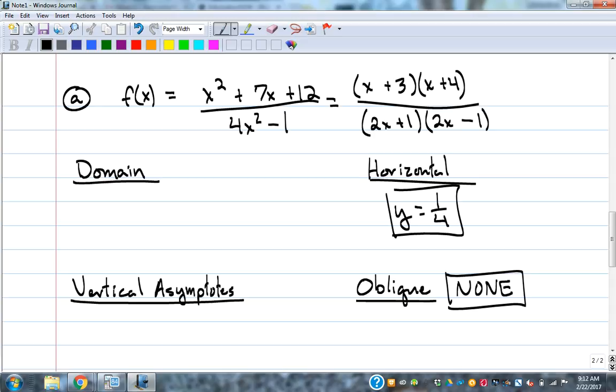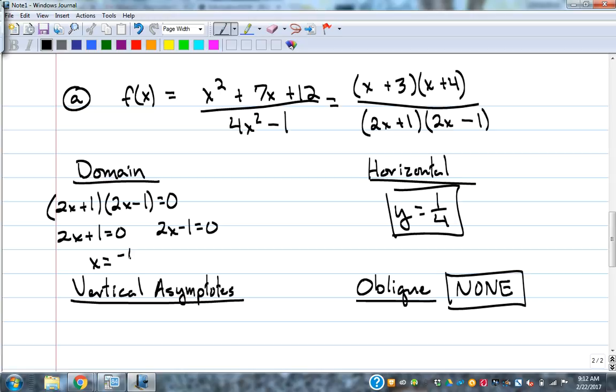What do we do to find the domain? Set what equal to 0? The denominator. So if I set 2x plus 1, 2x minus 1 equal to 0, since I've already got it factored, that makes that easy. Negative 1/2, positive 1/2. So the domain, all x's, as long as x doesn't equal plus or minus 1/2.